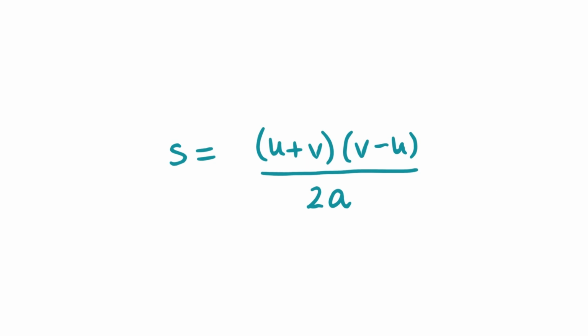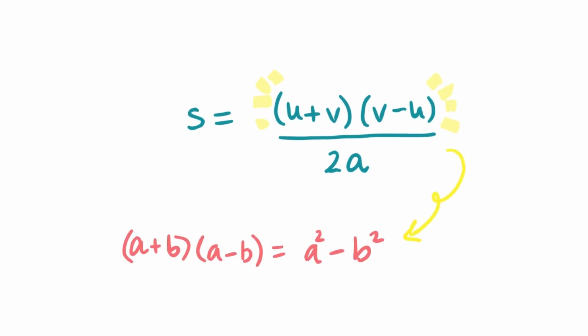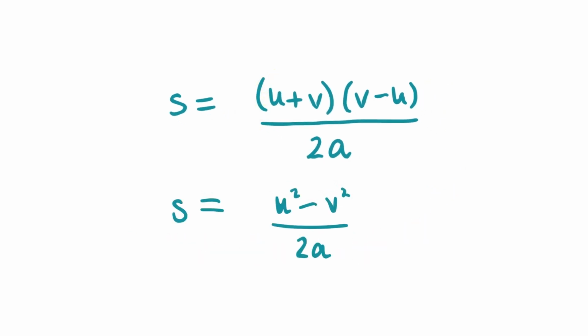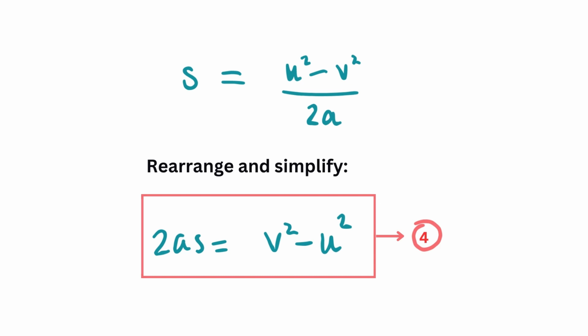Now, if we stare at the numerator pretty carefully, we recognize that this is a mathematical identity that we're already familiar with, which is the following, that a plus b times a minus b equals a squared minus b squared. So we can easily make the numerator far simpler and rewrite the expression as s equals v squared minus u squared over 2a. Now it's just a matter of rearranging it and simplifying the expression to get 2as equals v squared minus u squared. And so we arrive at our fourth and final equation of motion.